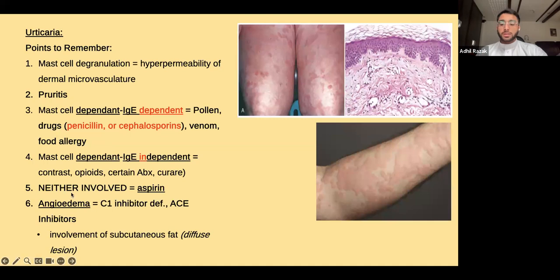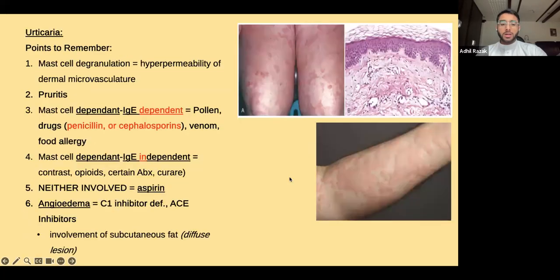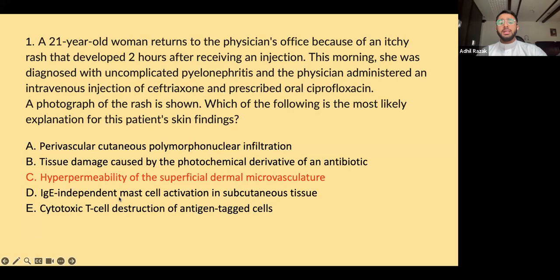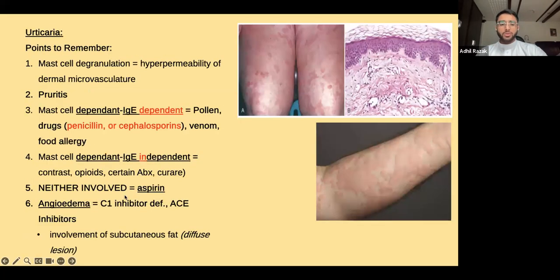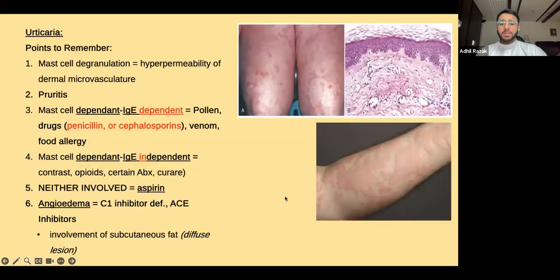One of the options here is IgE-independent mast cell activation in subcutaneous tissue. There are 2 things that don't add up with our case. One thing is that a penicillin or ceftriaxone allergy is IgE dependent, as you can see, while option D says IgE independent. Although it is mast cell dependent, and that adds up, mast cell activation. This is subcutaneous tissue, but in urticaria, subcutaneous tissue is not involved.